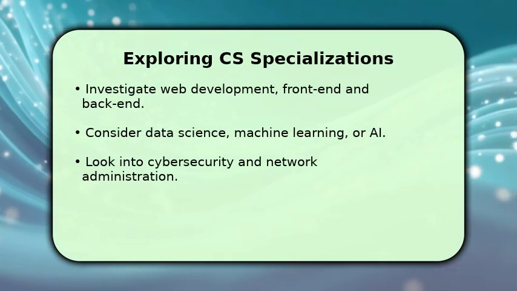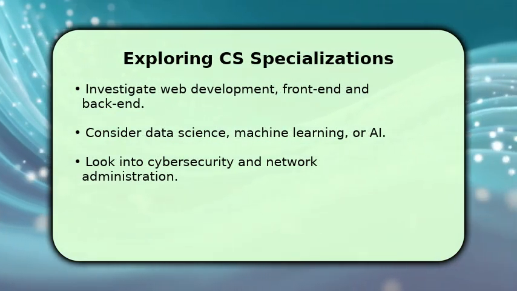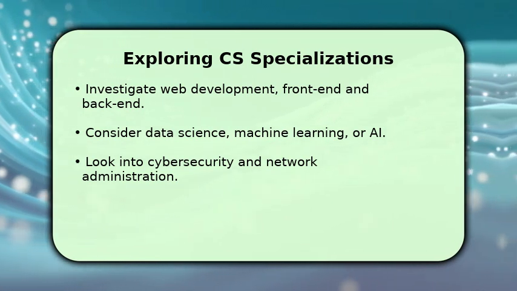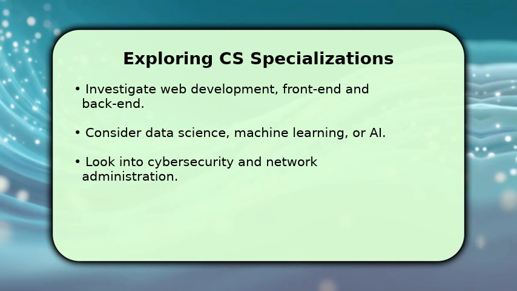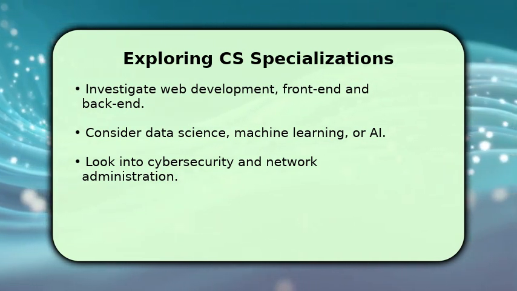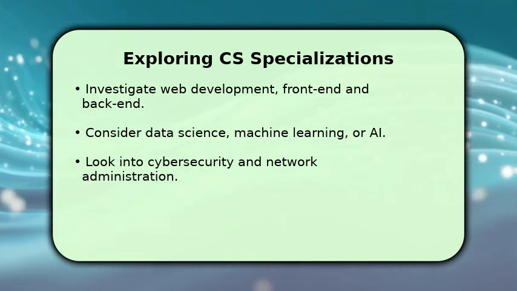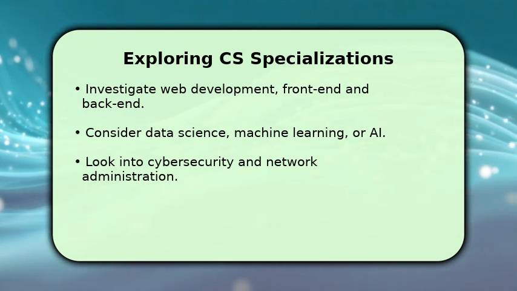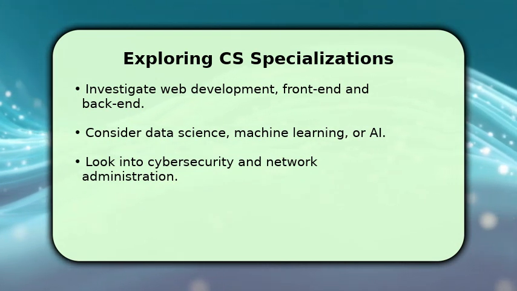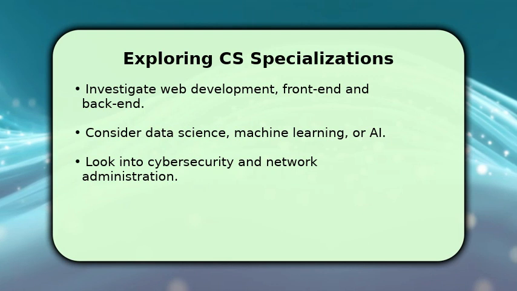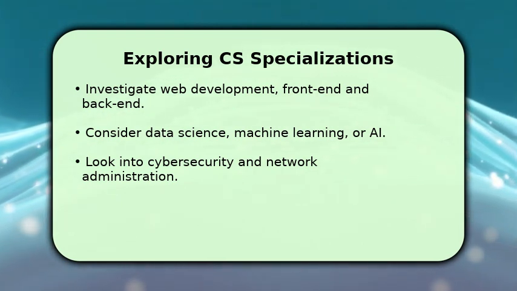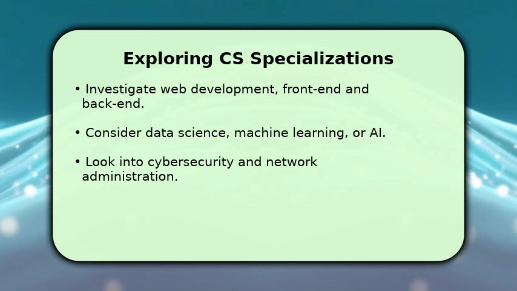Computer science offers many exciting specializations. You might investigate web development, focusing on either the front-end user interface or the back-end server logic. Another popular path is data science, machine learning, or artificial intelligence, which involves working with large datasets. Cybersecurity and network administration are vital for protecting digital systems. Alternatively, you could discover mobile app development, creating applications for different operating systems.